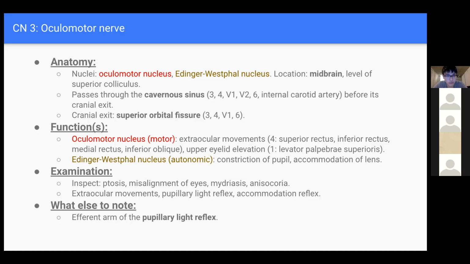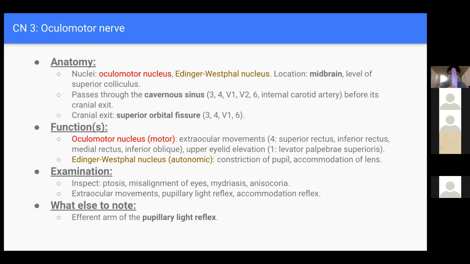Examination, so first you would just look at a patient, make sure you look for ptosis, misalignment of the eyes, look for mydriasis, which is to say a blown pupil, and isochoria, so the pupils are not equal in size. You would also test the extraocular movements, you do the H thing, right. You do the pupillary light reflex, and also the accommodation reflex.